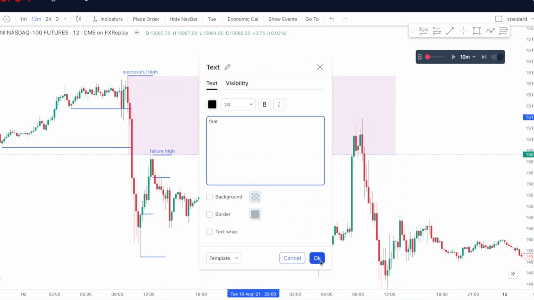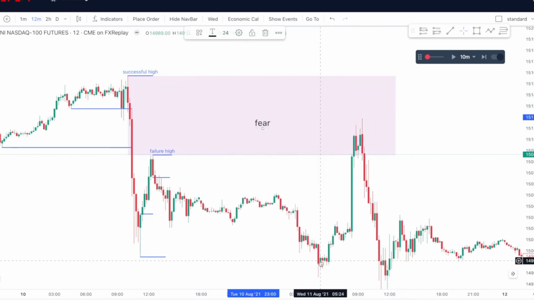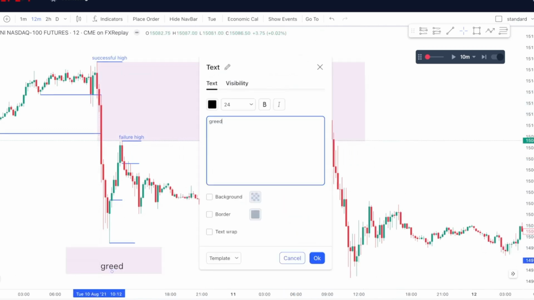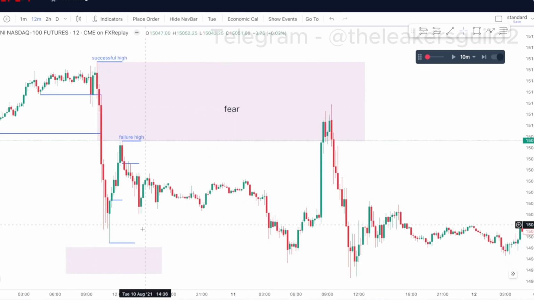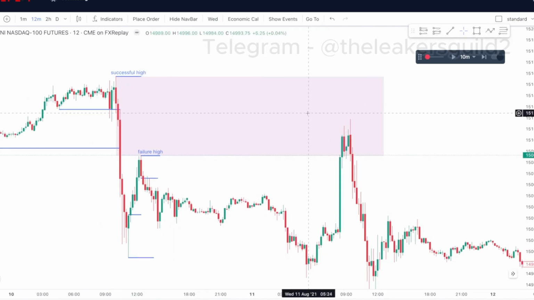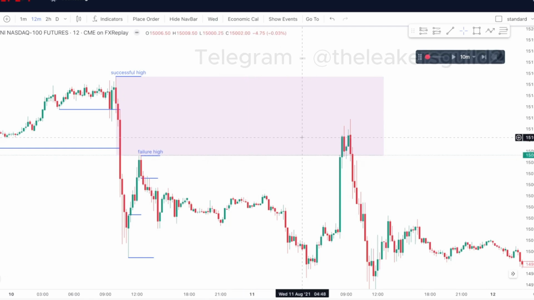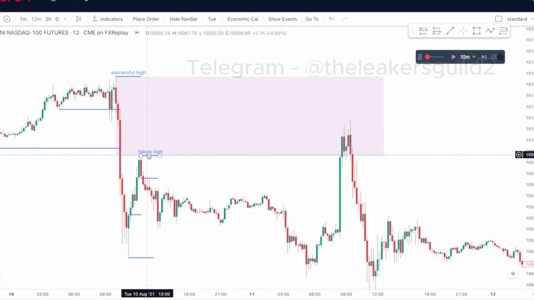With the invisible zone being above price, we will label it as fear. So obviously if the invisible zone is below price, we're going to be labeling that greed. We'll call it the fear box and the greed box. How about that?